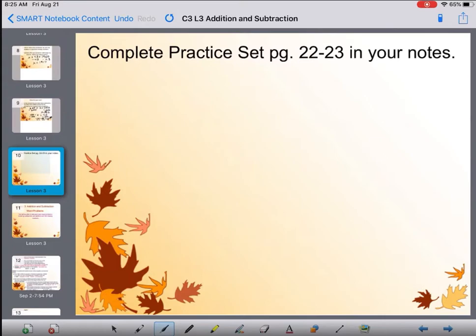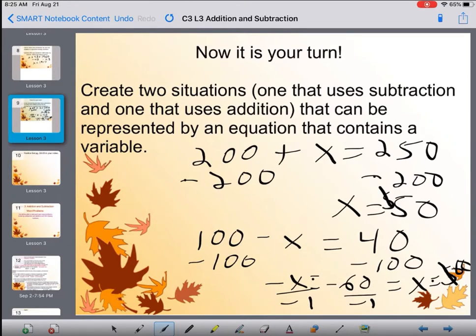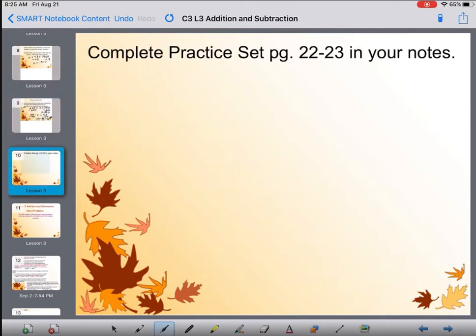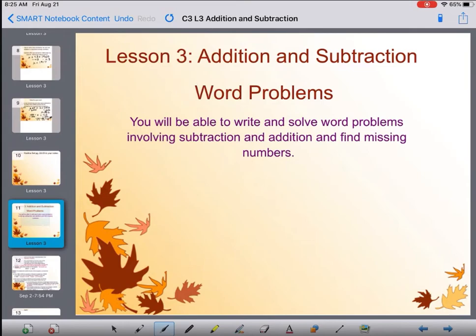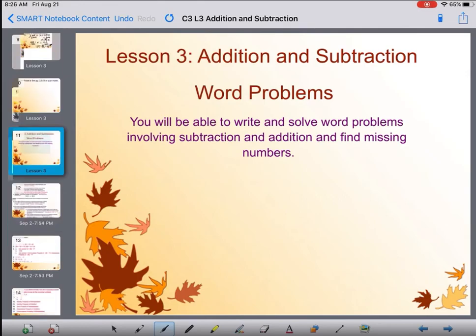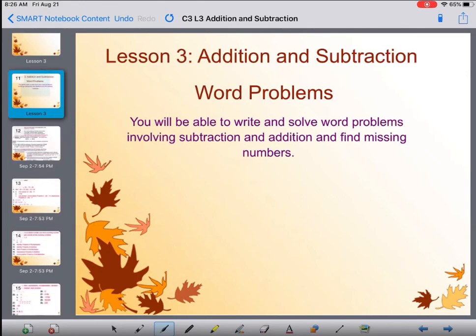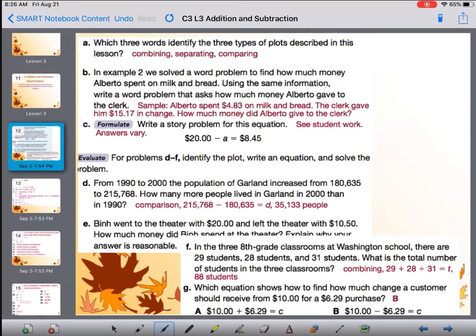So those were two example equations that you can come up with off the top of your head. A couple of situations, one that used subtraction, one that used addition. So you went ahead and did the practice set in your notes. And then again, our objective for lesson 3, addition and subtraction word problems, was being able to write and solve word problems involving subtraction and addition to find missing numbers. Here was the solution to some of your lesson practice set questions.